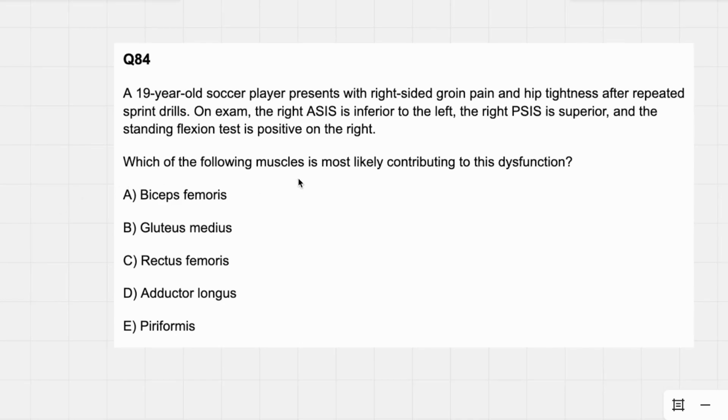Question 84, which of the following muscles is most likely contributing to this dysfunction? We've got a great OMM question for you here. A 19-year-old soccer player presents with right-sided groin pain and hip tightness after repeated sprint drills. On exam, the right ASIS is inferior to the left, the right PSIS is superior, and the standing flexion test is positive on the right.